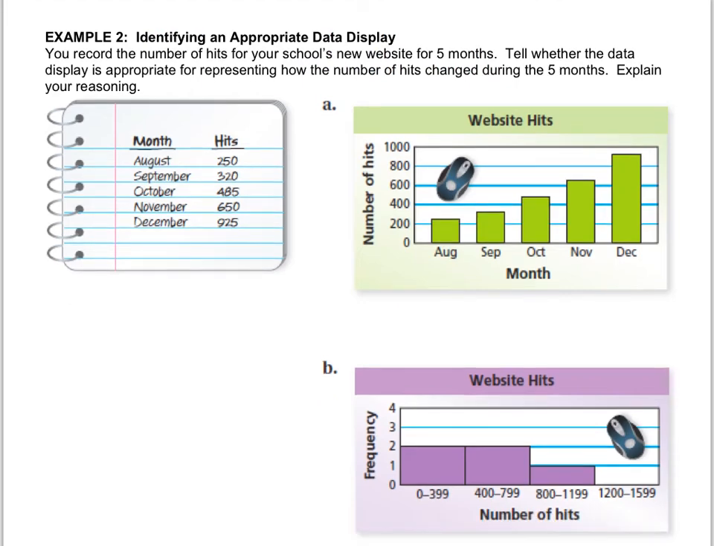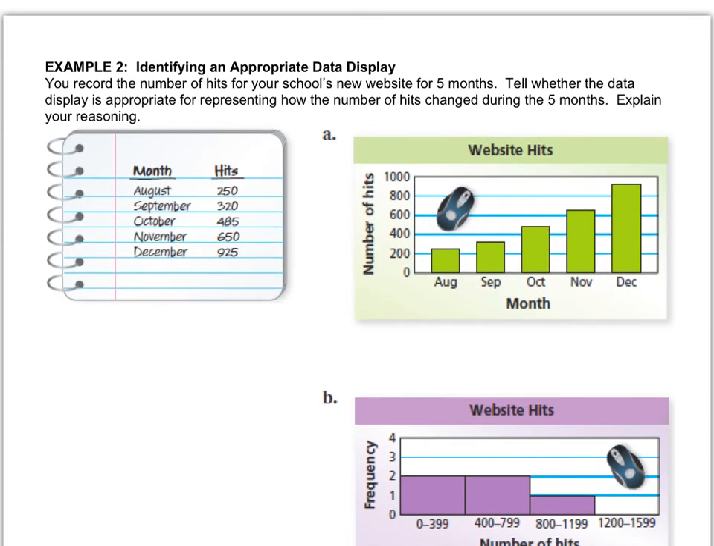In example 2, we have a list of a website and how many hits it got in each given month, and they want us to determine which of these three graphs would be the best one or would be an appropriate one to use. Now remember, I told you that more than one graph might be correct. So we're going to look at all three.